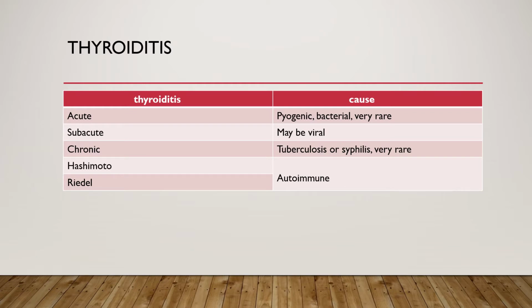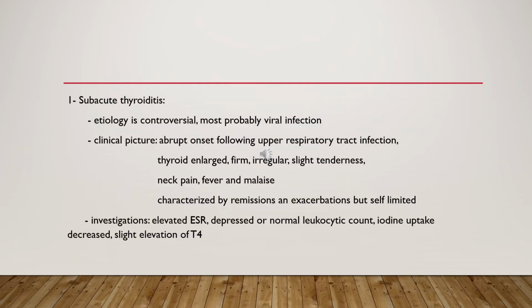Subacute thyroiditis: its etiology is controversial but most probably due to viral infection. Clinical picture: abrupt onset following upper respiratory tract infection, with the thyroid enlarged, firm, irregular, with slight tenderness. There is pain in the neck, fever, and malaise. It is characterized by remissions and exacerbations, but it is self-limited. Elevated ESR, depressed or normal leukocytic count, iodine uptake decreased with slight elevation of T4.